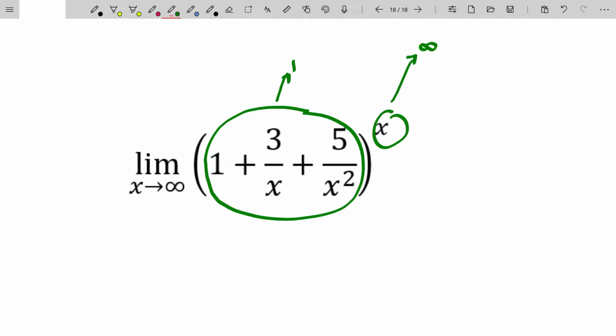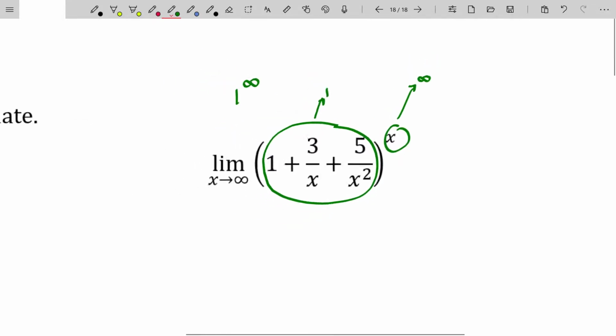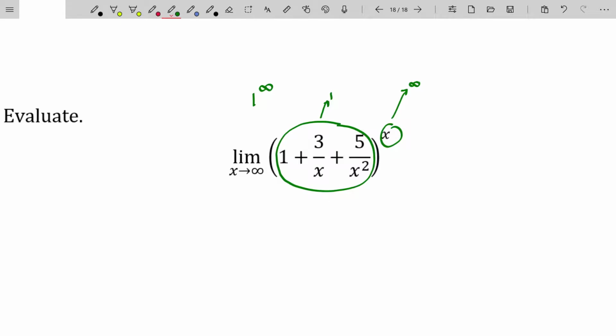So this is a 1 to the infinite power situation. Now, a lot of people will say, but 1 to any power is 1. I'm not telling you that that base is 1. I'm saying it's approaching 1. So therefore, you cannot say that this will turn into 1. And in fact, I don't think it does. So we need to manipulate this to be of the form infinity over infinity or 0 over 0.